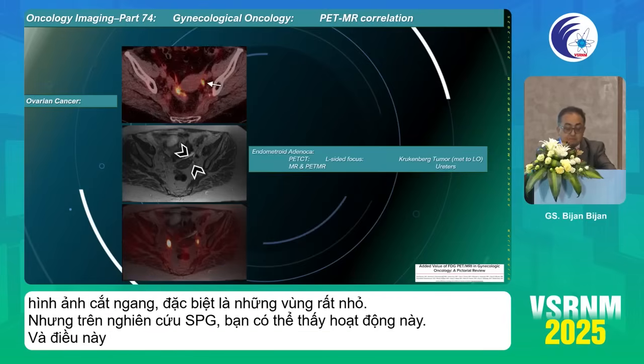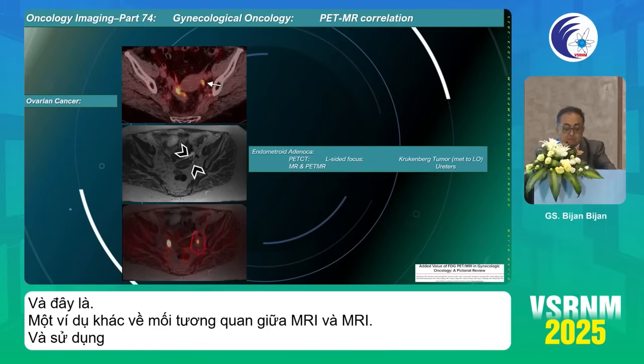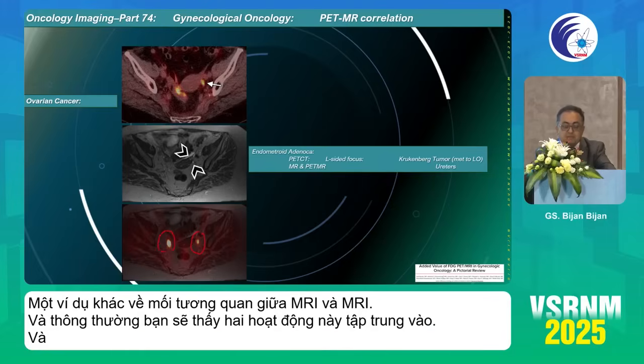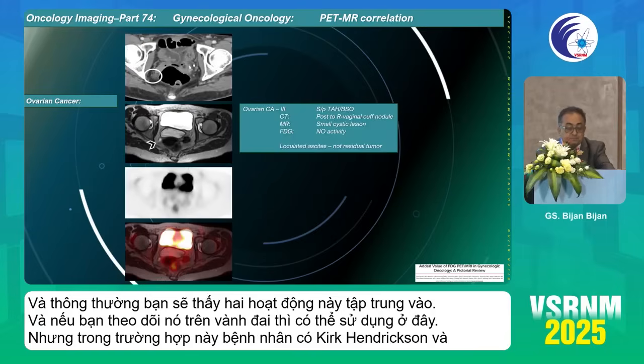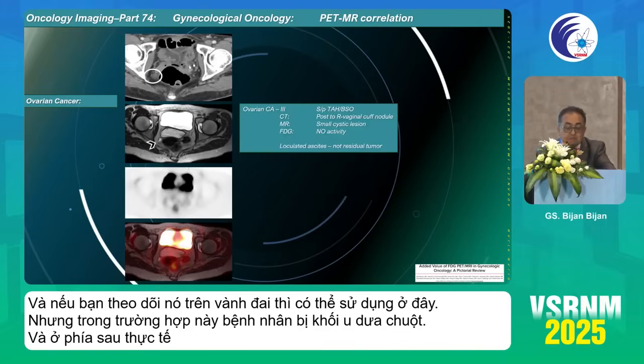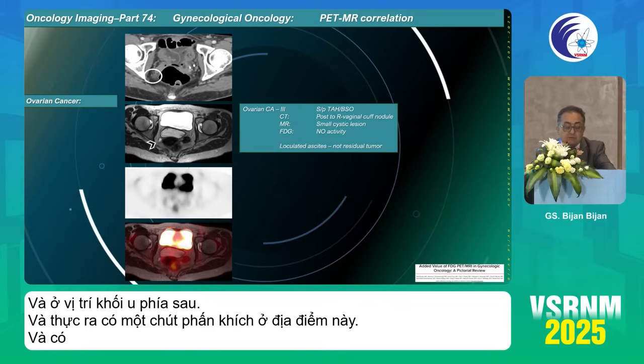This is another example of correlation between the MR and PET. Usually, you see these two foci of activity, and if you follow it on the coronal, that can be ureter, but in this case, the patient has Krukenberg tumor in the posterior cul-de-sac, and this one actually has a loculated ascites in this location, and there's no activity. On the MR, it's very difficult to make that diagnosis.